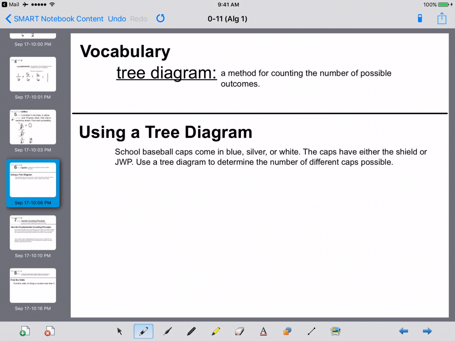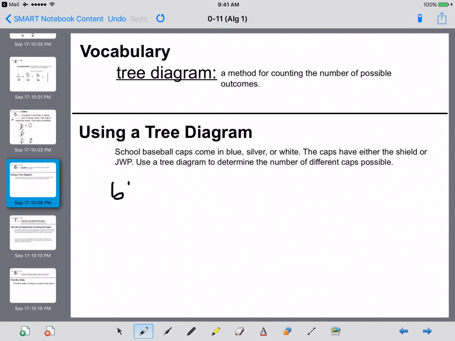Some more vocabulary is a tree diagram. It's a method for counting the number of possible outcomes. So down here I'm going to demonstrate how to do a tree diagram. School baseball caps come in blue, silver, or white. The caps have either the shield or JWP. Use a tree diagram to determine the number of different caps possible.